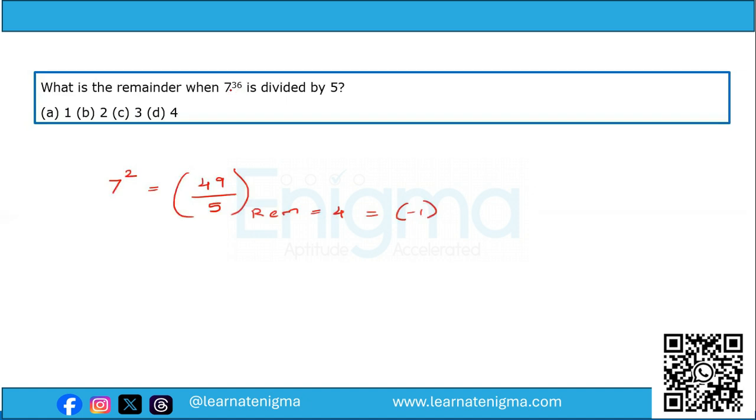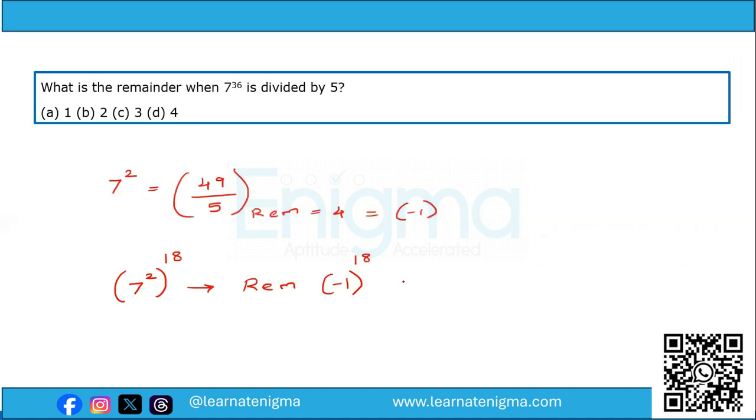Now, 7 raised to 36, we can write as (7 raised to 2) whole raised to 18. Now, whatever operation we do on the number, the same thing is done on the remainder as well. So, the remainder for 7 raised to 2 was -1. Therefore, as 7 raised to 2 is being raised to 18, the remainder -1 will also get raised to 18.